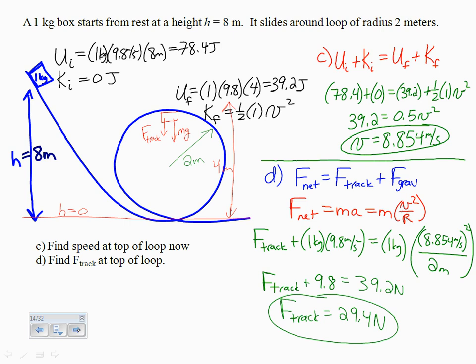Again, if you know what the radius of the circle is and you know how fast it's moving, you can figure out what the force of the track is at that point, based on the fact that there is a specific acceleration that's in towards the center of the circle.